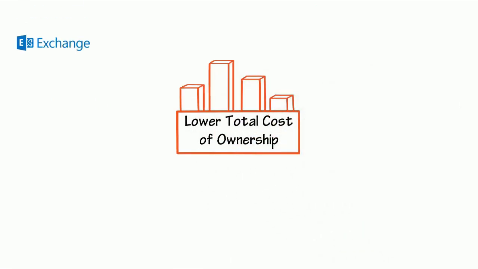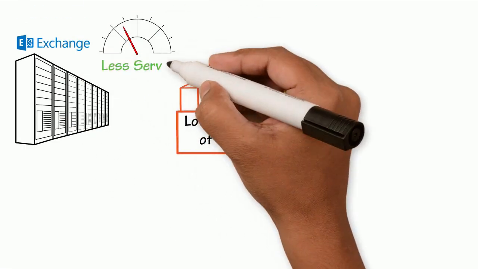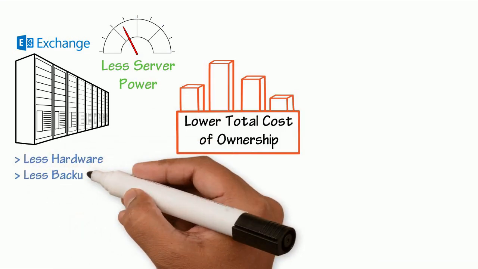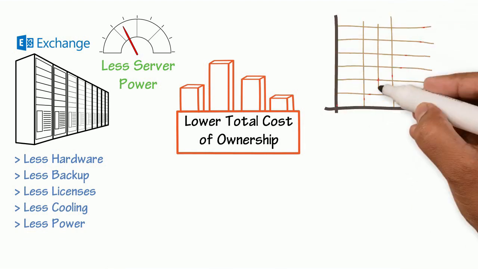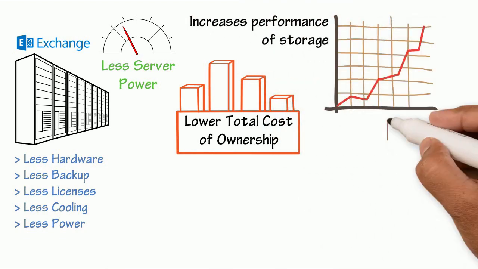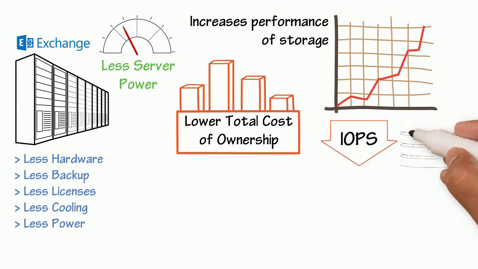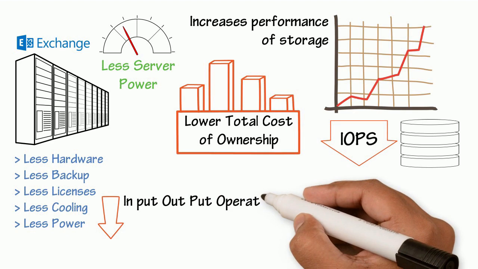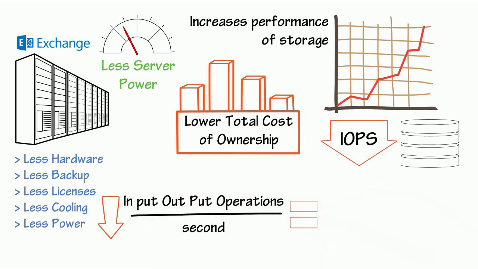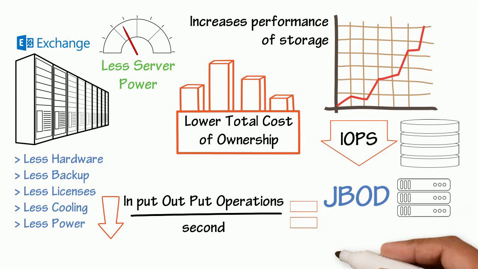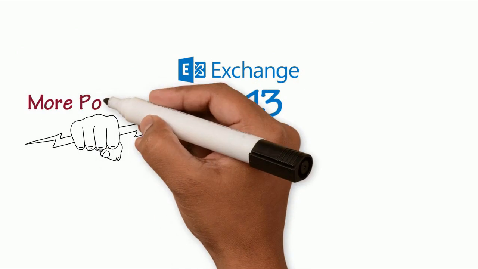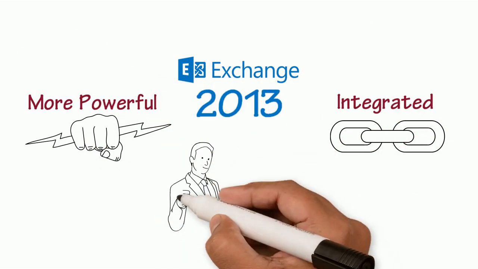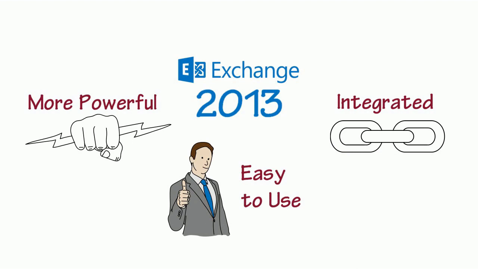With a lower total cost of ownership, Exchange 2013 requires less server power. That means less hardware, less backup, less licenses, less cooling, and less power. Moreover, Exchange 2013 increases the performance of storage by reducing IOPS on databases. With less input-output operations per second needed, JBOD becomes a great option for storage and can contribute in the reduction of cost. Exchange 2013 is more powerful, integrated, and incredibly easy to use compared to the previous versions.